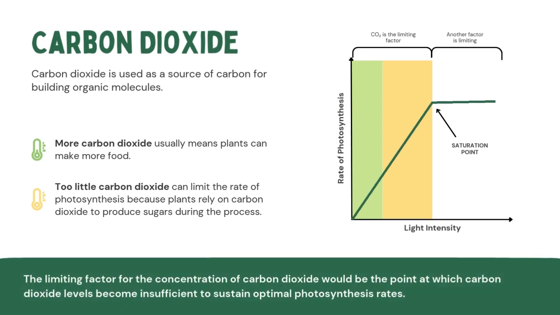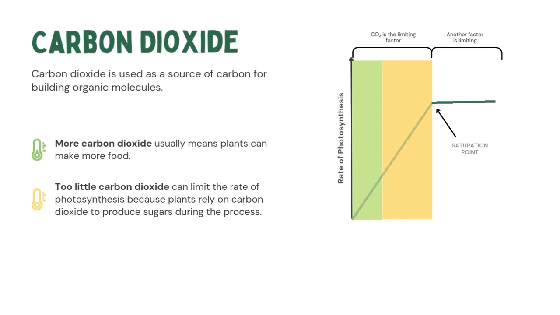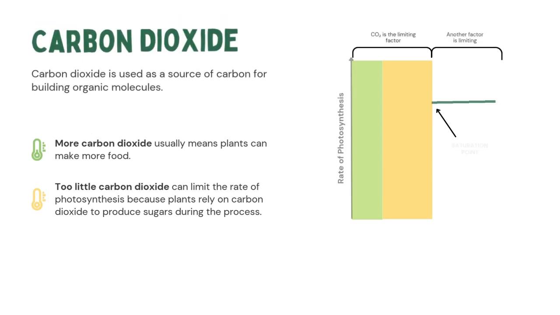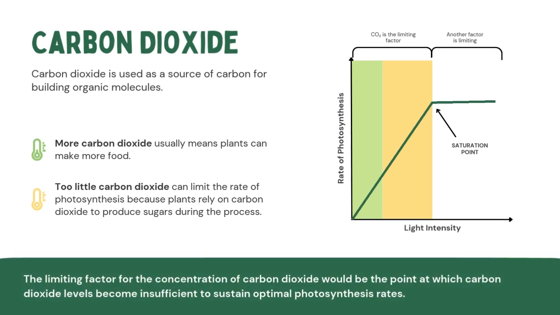Carbon dioxide. Carbon dioxide is used as a source of carbon for building organic molecules. More carbon dioxide usually means plants can make more food. Too little carbon dioxide can limit the rate of photosynthesis because plants rely on carbon dioxide to produce sugars during the process. The limiting factor for the concentration of carbon dioxide would be the point at which carbon dioxide levels become insufficient to sustain optimal photosynthesis rates.